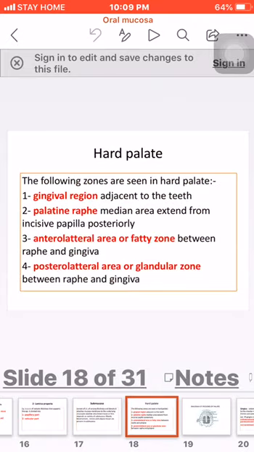Hard palate. There are many zones present in the hard palate, including the gingival region, which is adjacent to the teeth, the palatine raphe in the median area, the anterior lateral area, or what we call the fatty zone, between the raphe and gingiva, and the posterior lateral area, the glandular zone, between the raphe and the gingiva.